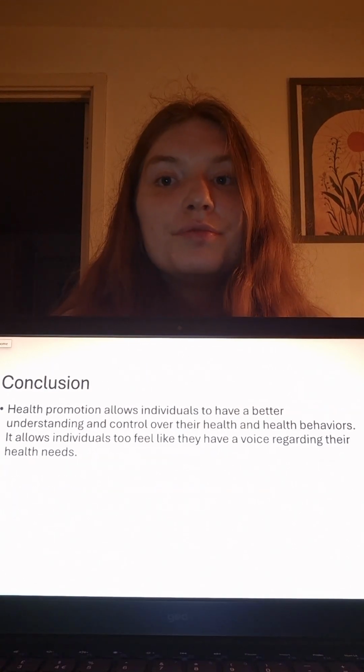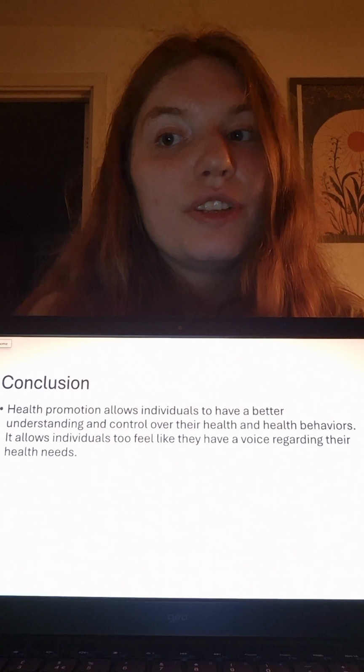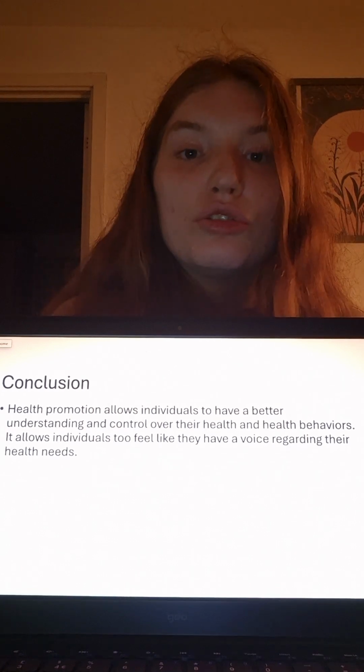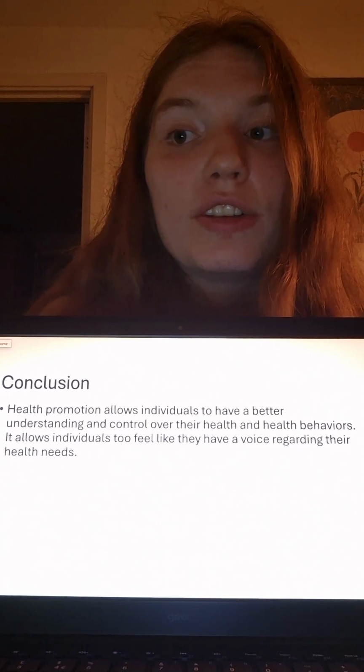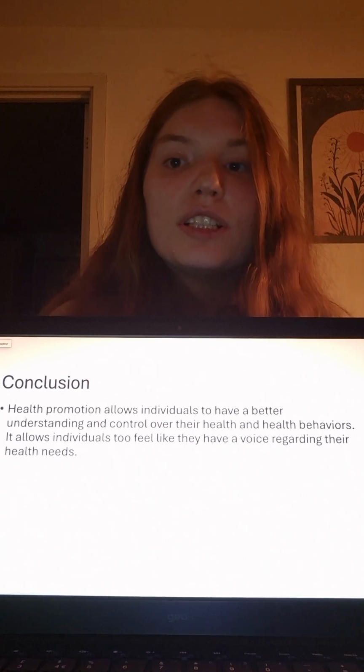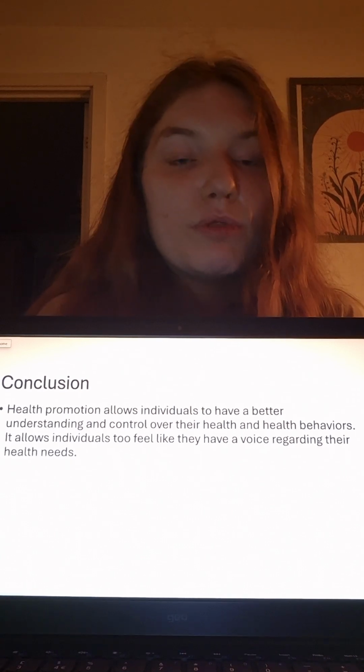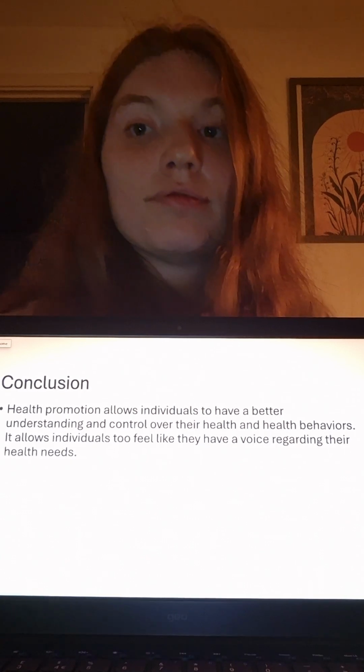In conclusion, health promotion allows individuals to have a better understanding and control of their own health and health behaviours. It allows individuals to feel like they have a voice regarding their health needs.